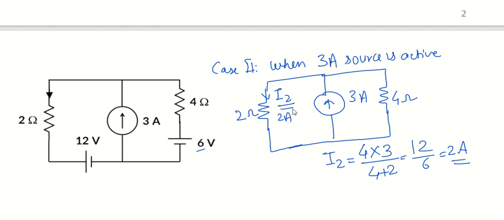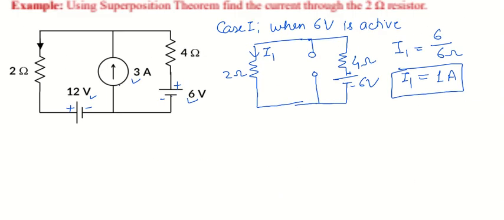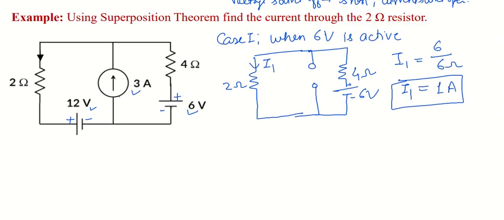So it is already obvious that this 2 ohm is having less resistance value than this 4 ohm. That's why it is having higher current. So 2 ampere will be flowing through the 2 ohm resistance and 1 ampere will be flowing through this 4 ohm resistance. So now we have obtained I2 value as 2 ampere. Previously we have obtained I1 as 1 ampere.